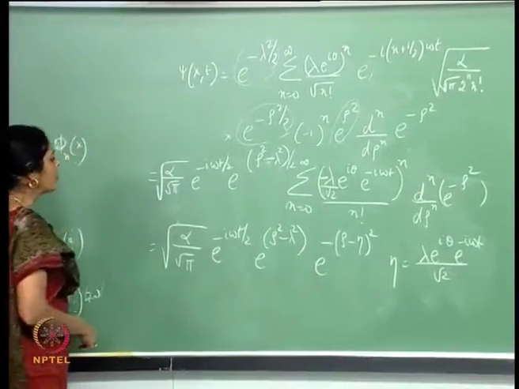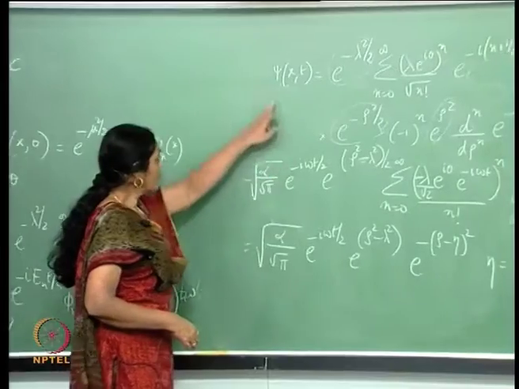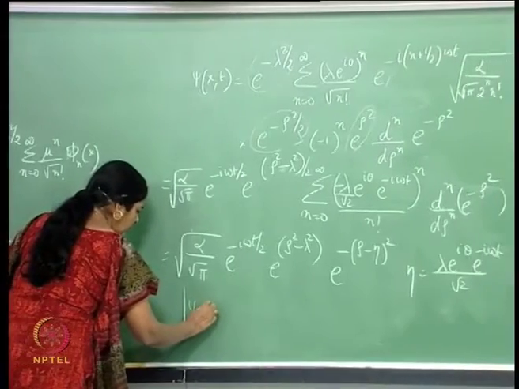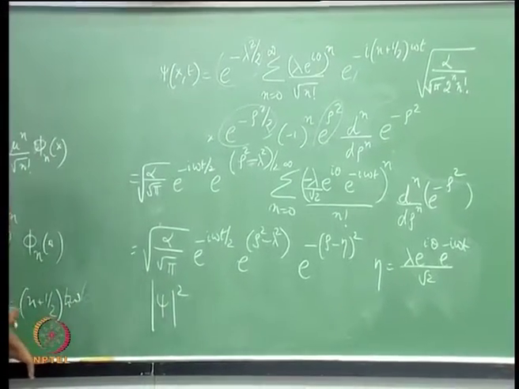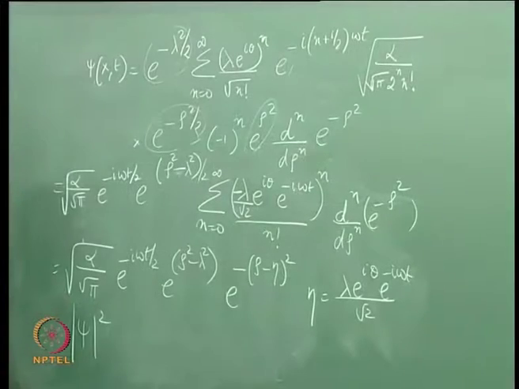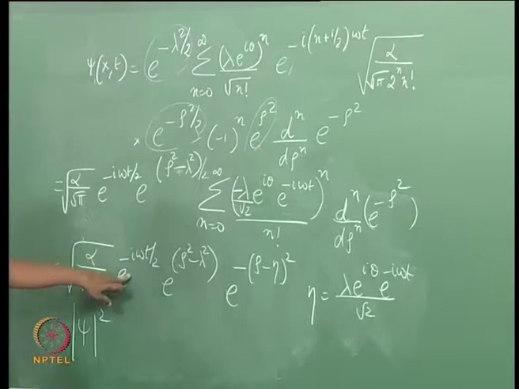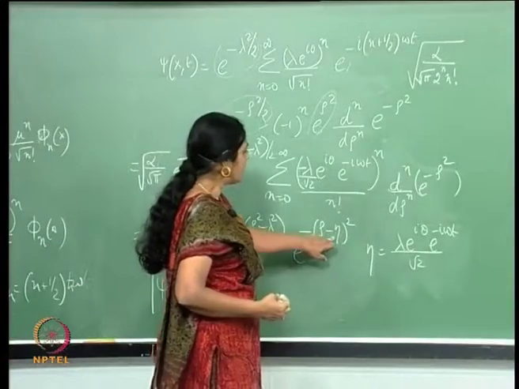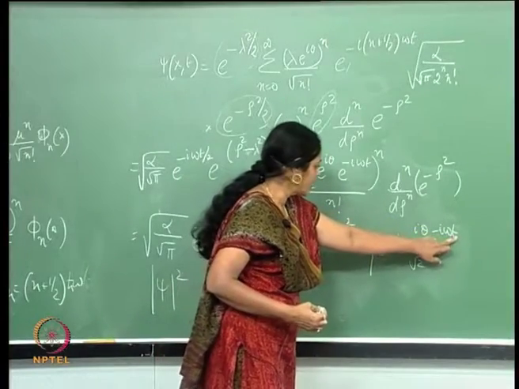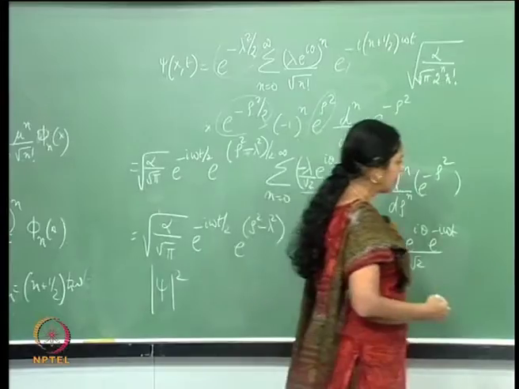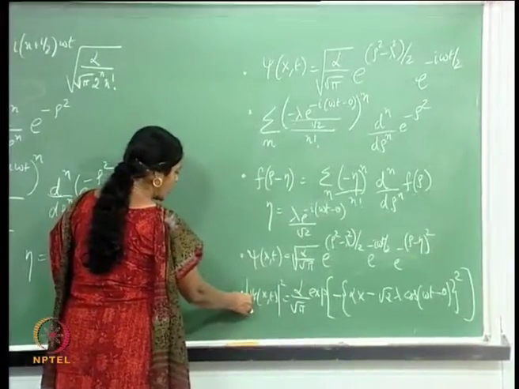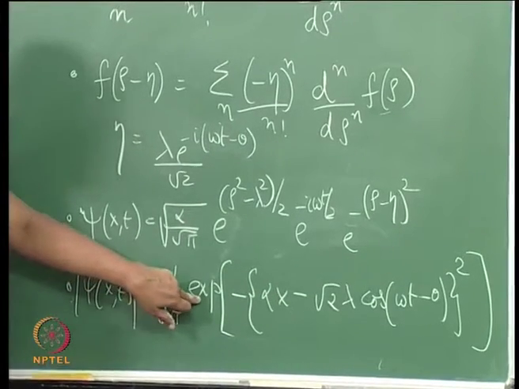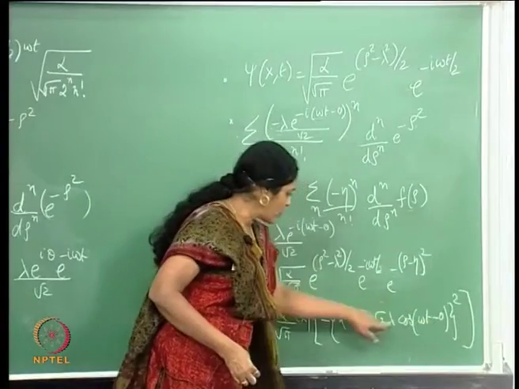By itself this is not particularly instructive. Suppose I find psi star psi. Suppose I find the manner in which the probability density varies. Of course, this would cancel out. I have an alpha by pi. Remember that the eta has a time dependence in it, and if you put that all in, I leave it to you as an exercise to show this. This is the exercise. Modulus of psi the whole square is alpha by root pi exponential of this object.